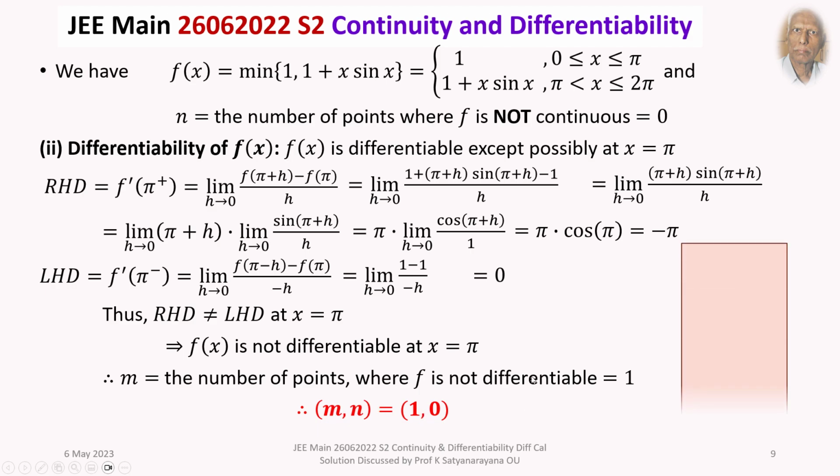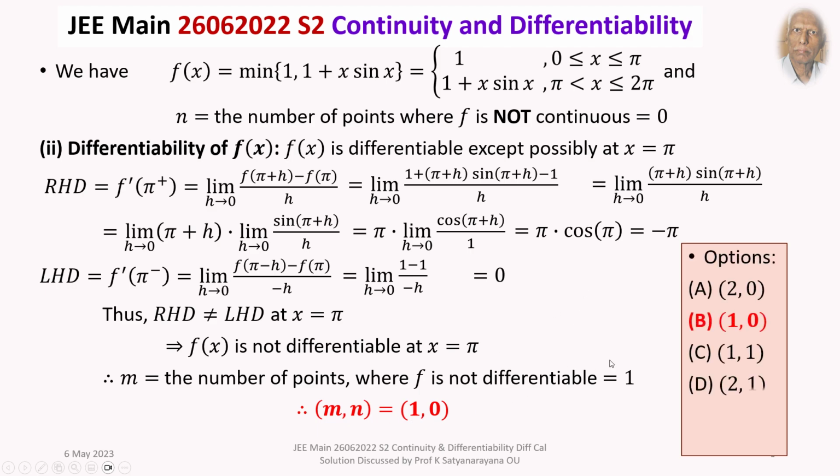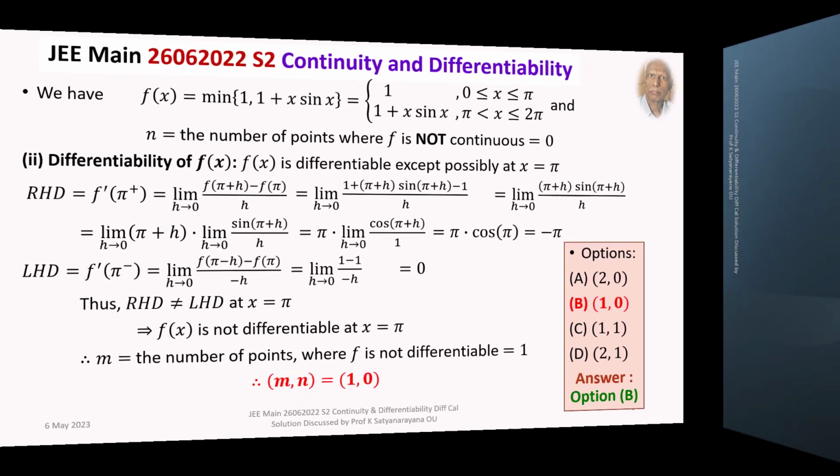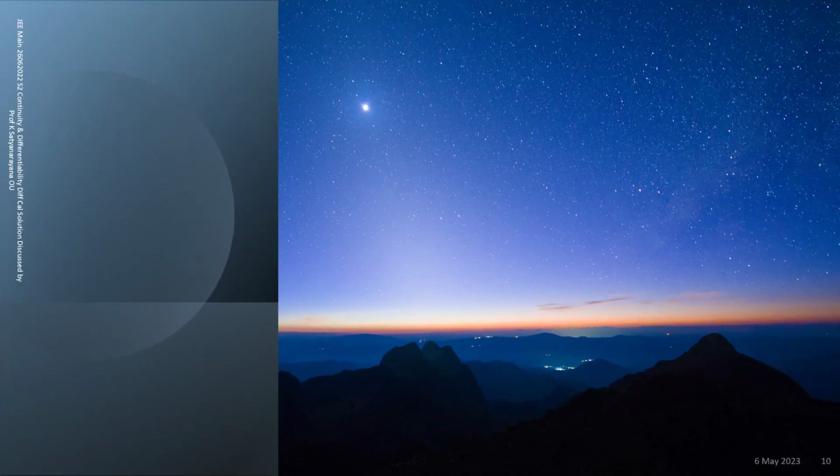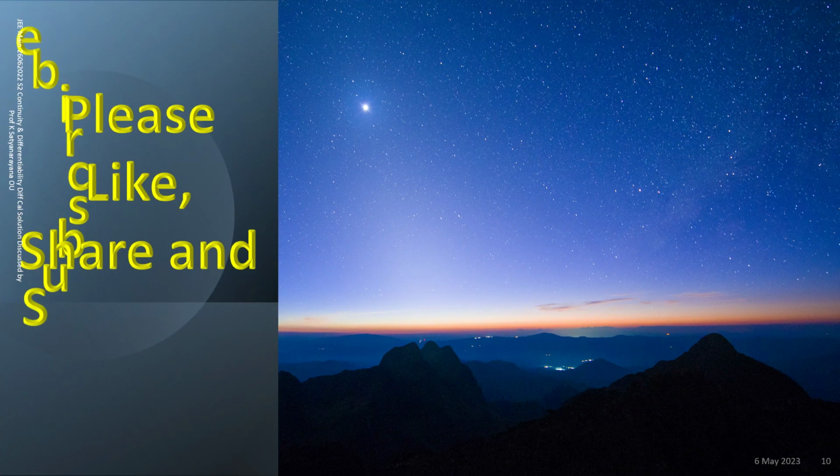So let's look at our options. Our answer m comma n is equal to 1 comma 0 appears against option B. Therefore the answer to this question is option B. So that is the detailed discussion of the solution of the problem on continuity and differentiability of a given function in a given interval. I am sure that you have understood the solution of this problem, and I wish you all the best. Thank you.